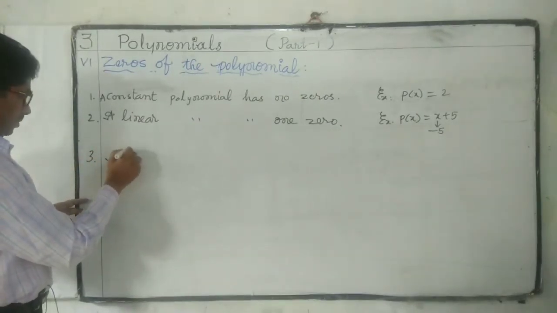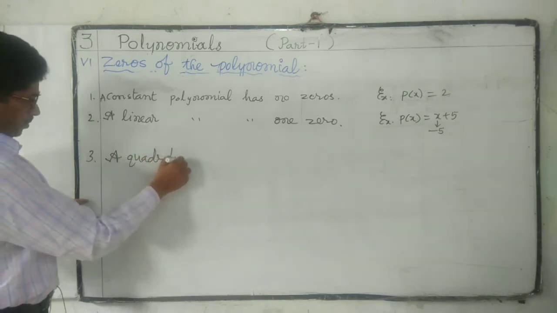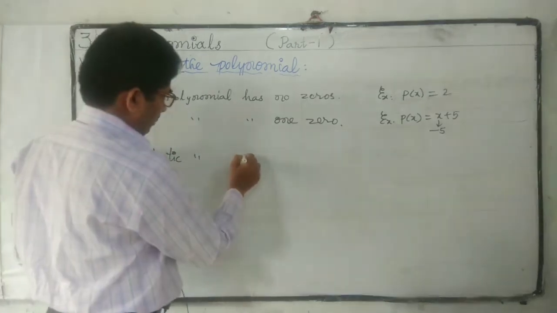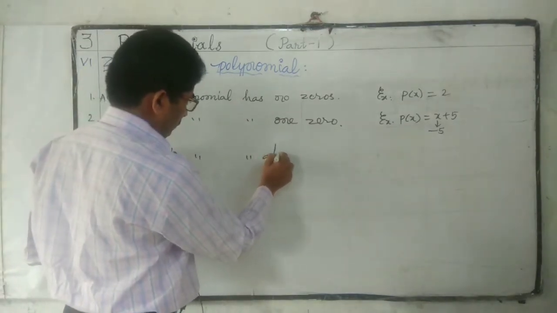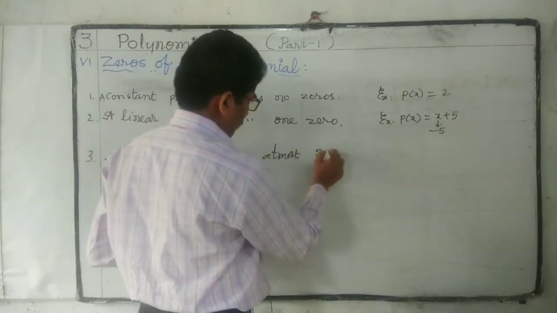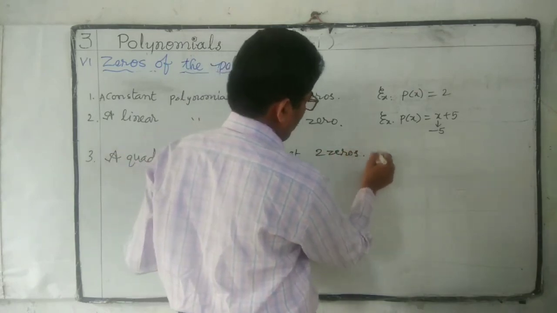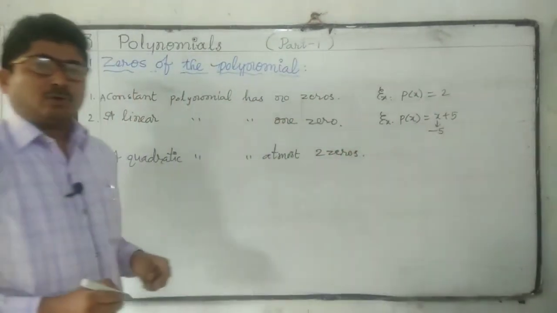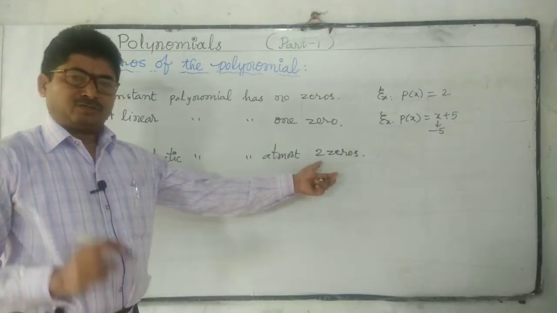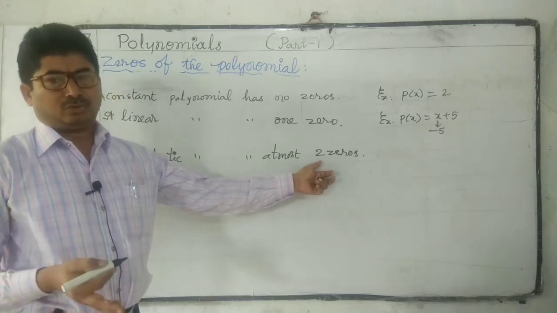A quadratic polynomial has at most 2 zeros. At most means sometimes it has 1 also. Maximum 2 zeros.